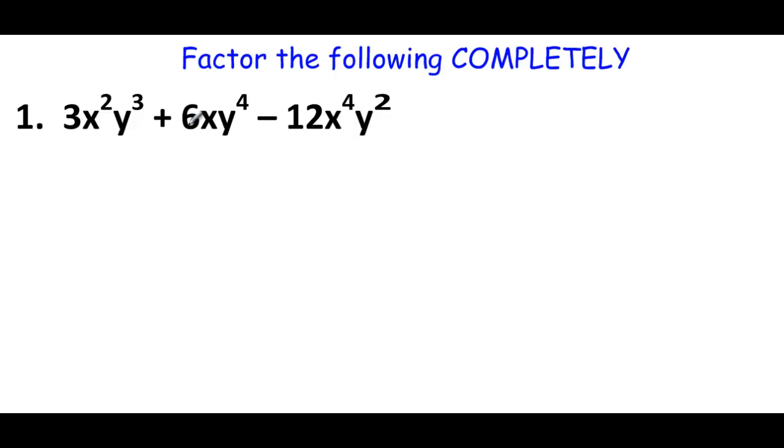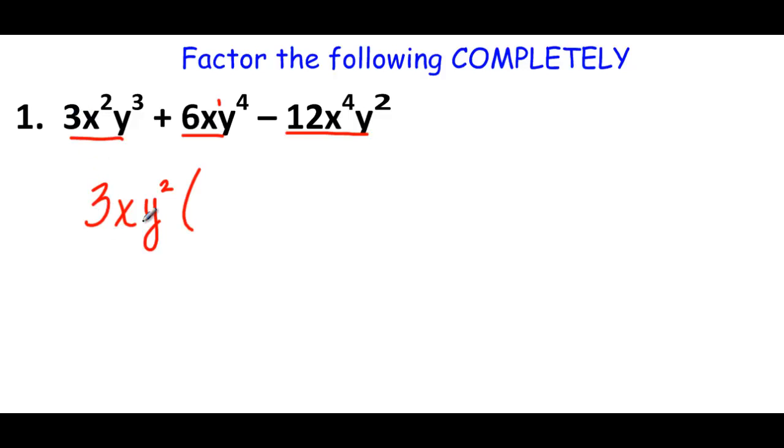So if I look here, I have a 3, 6, and negative 12. I know I can take out a factor of 3. I have x squared, x to the first, x to the fourth. Well, if I look at my x's, the most I can take out is a factor of x to the first, and you don't have to write the 1. Y cubed, y to the fourth, y squared. Y squared is the largest factor of y's I can take out. Because I started with 3 separate terms, I should have 3 separate terms inside my parentheses.